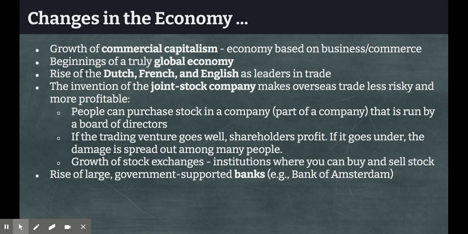The reason it made trade less risky is because it spread out the risk, right? If you own stock in the British or, let's say, the Dutch East India Company, and you send out a trading vessel and that ship sinks and doesn't bring back any profits, the financial consequences of that, such as having to buy a new ship, aren't placed entirely on the owner. Instead, because the company is owned by many people, everyone pays in a little bit to help solve that problem. So the financial consequences are more spread out, which makes trade less risky.